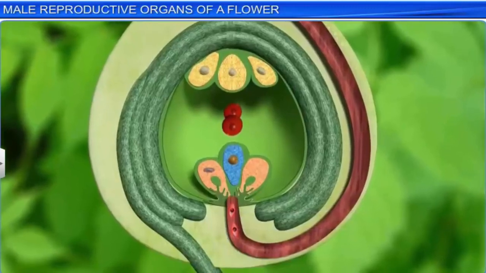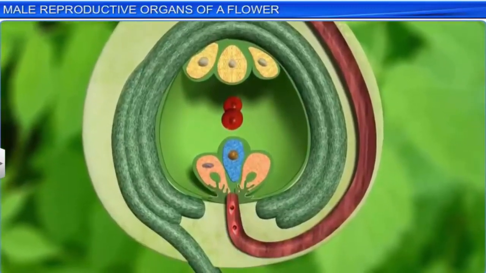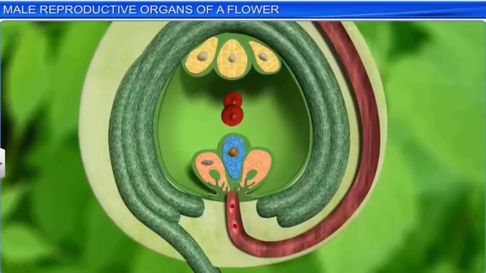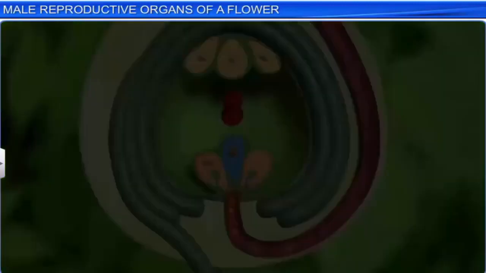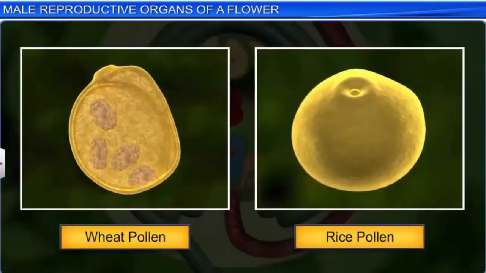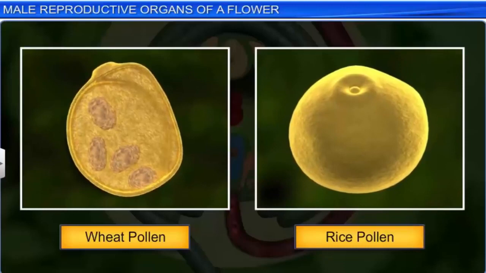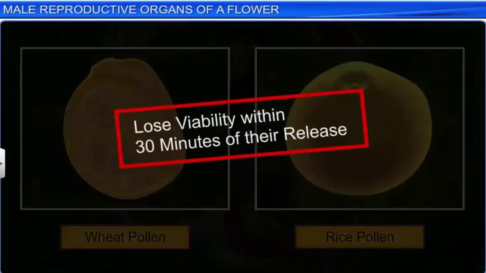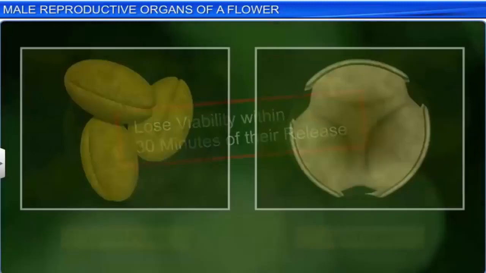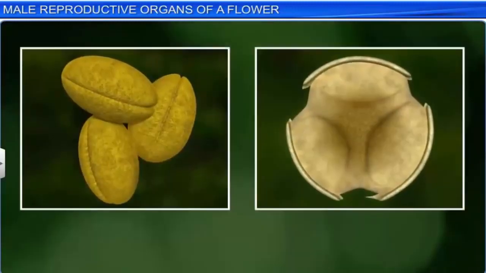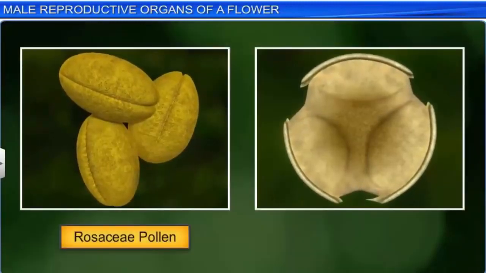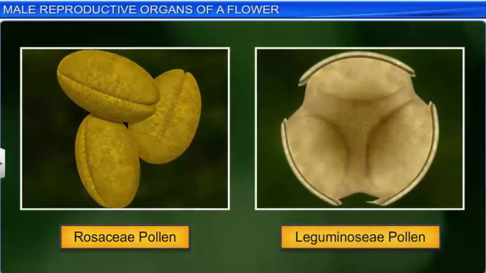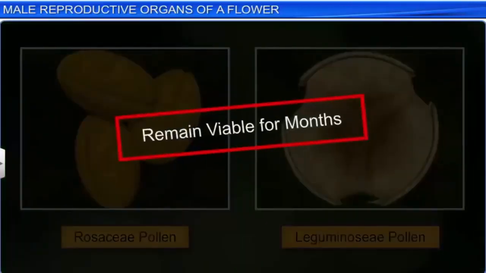However, factors such as temperature and humidity affect pollen viability. Moreover, pollen grains of different plants have different periods of viability. Pollen grains of cereals such as wheat and rice lose their viability within 30 minutes of their release. Whereas pollen grains of some members of Rosaceae, Leguminosae and Solanaceae remain viable for months.